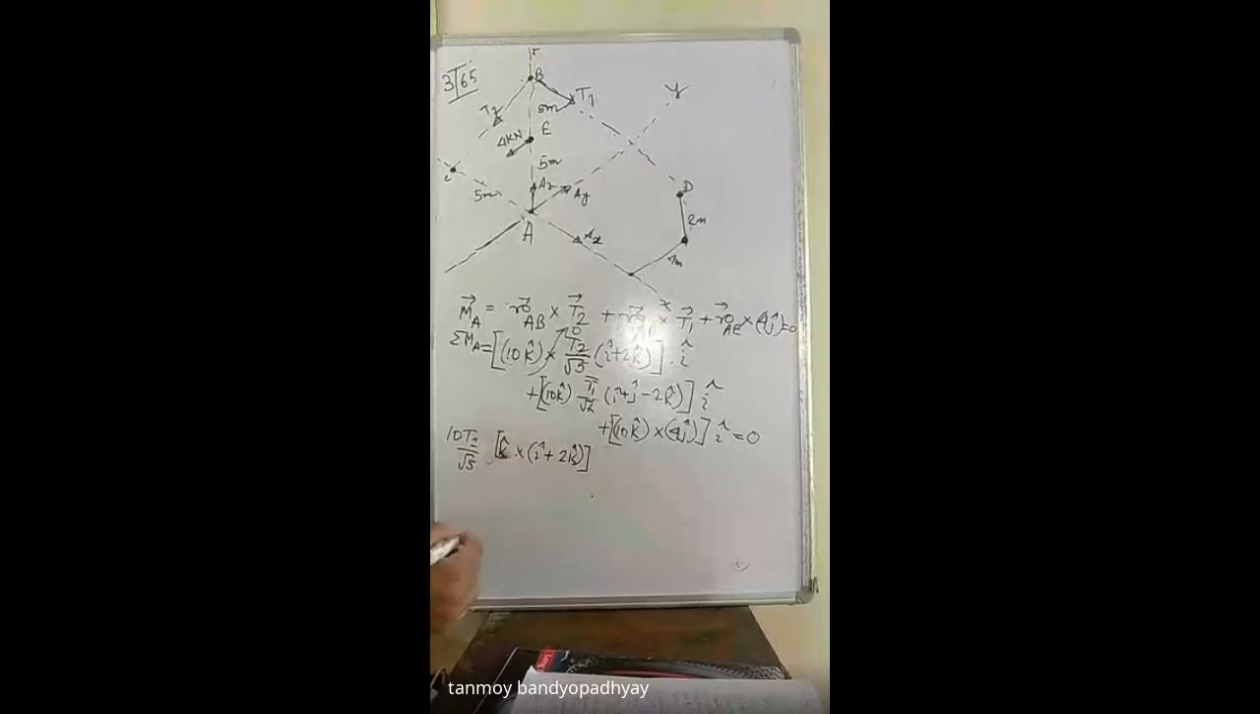What is k cross I? K cross I will be equal to, so this is I, this is J, and this is k cap. So what will be k cross I? So k cross I will be J. So this is 10 T2 divided by root 5 into, inside we are having, dot I cap. So k cross I is J plus k cross k cap.